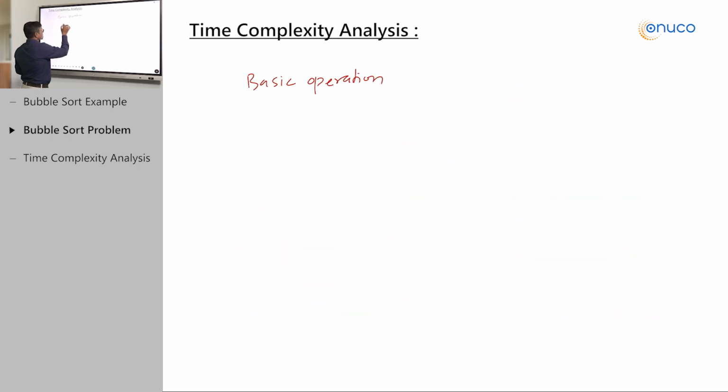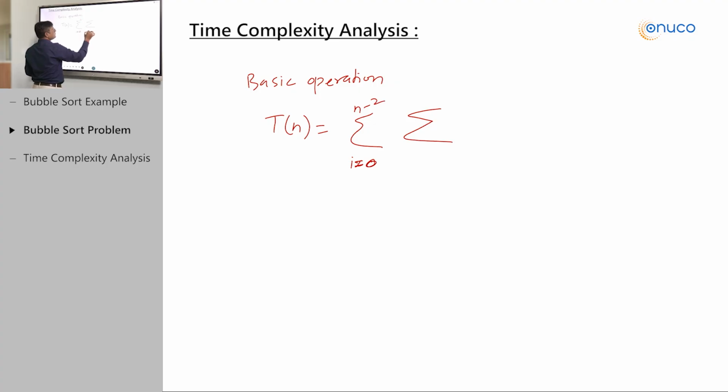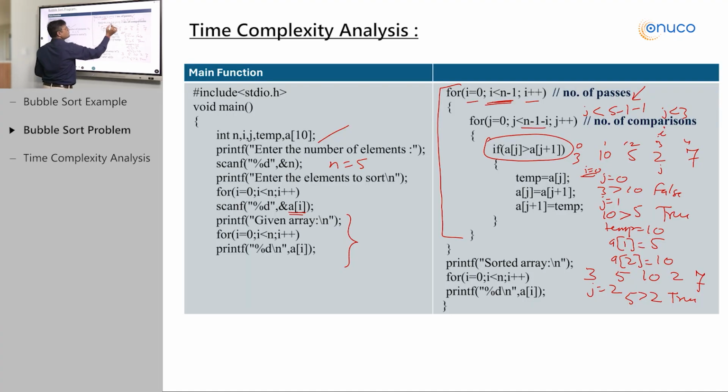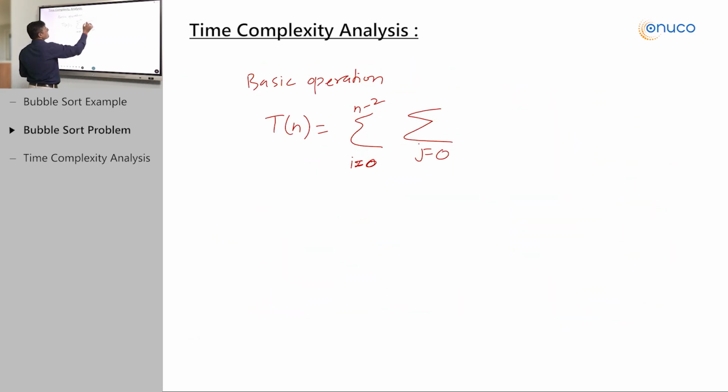So we are going to write the time complexity. Since there are two nested loops, i is equal to 0 to n minus 2, and j is equal to 0 to n minus i minus 1 minus 1, that is n minus i minus 2. And the basic operation is what?